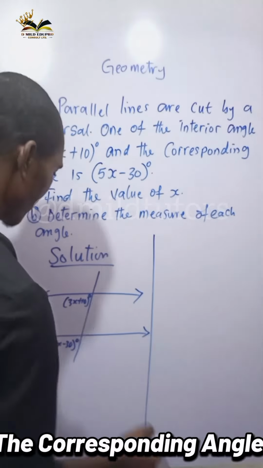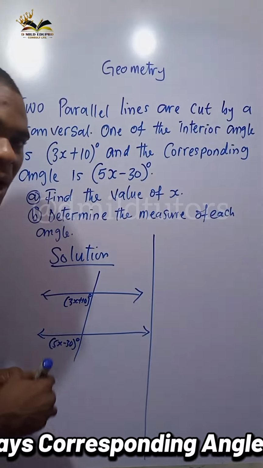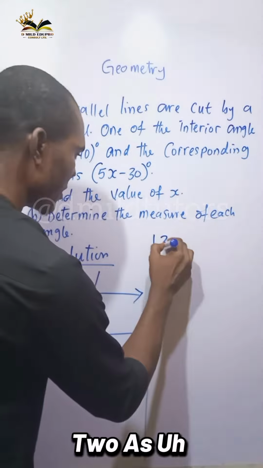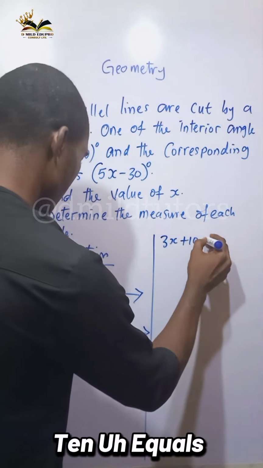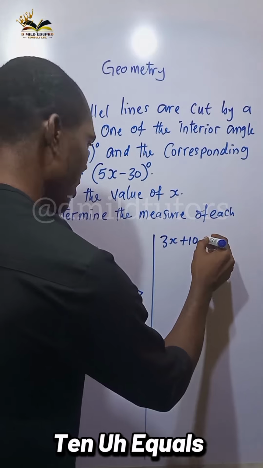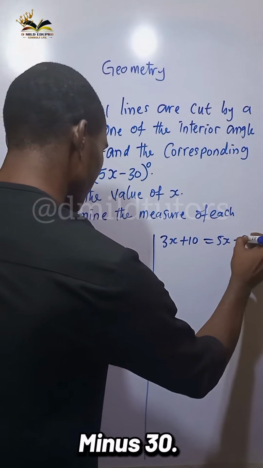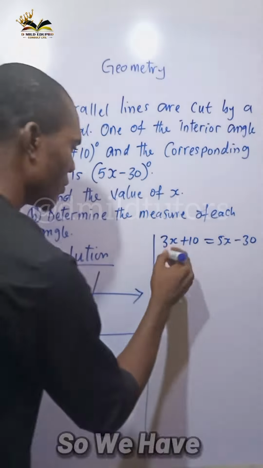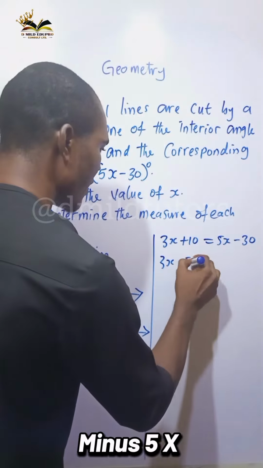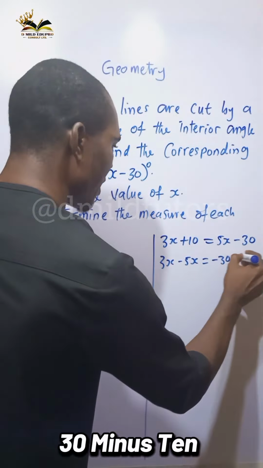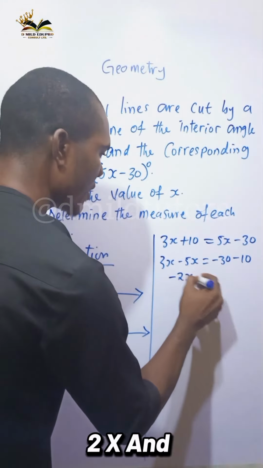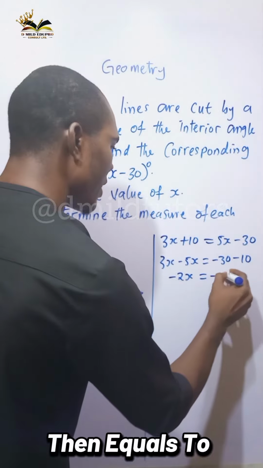Now, what does the corresponding angle rule say? It says corresponding angles are equal, right? So we're going to equate these two: 3x plus 10 equals 5x minus 30. At this point, we can collect terms. So we have 3x minus 5x equals minus 30 minus 10. If you do this, you have minus 2x equals minus 40.